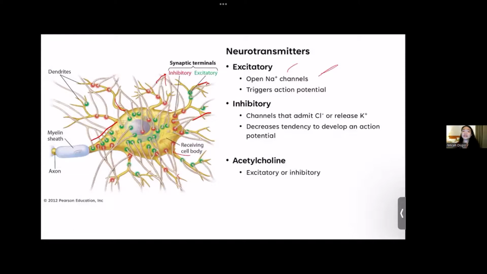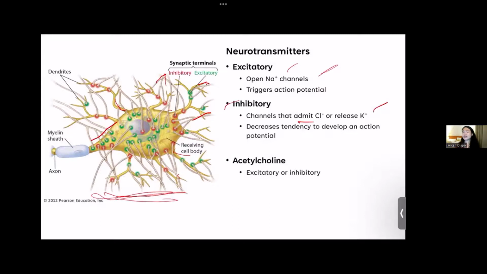If the neurotransmitters, however, bind to ion channels that allow potassium to exit the cell or chloride ions to enter, so this actually decreases the tendency of an action potential. Why? Because the inside of the cell becomes more negative. So if the inside of the cell becomes more negative, this decreases the tendency of an action potential. Thus, the effects of these are inhibitory. And again, this receiving cell can receive a mixture of excitatory and inhibitory signals.